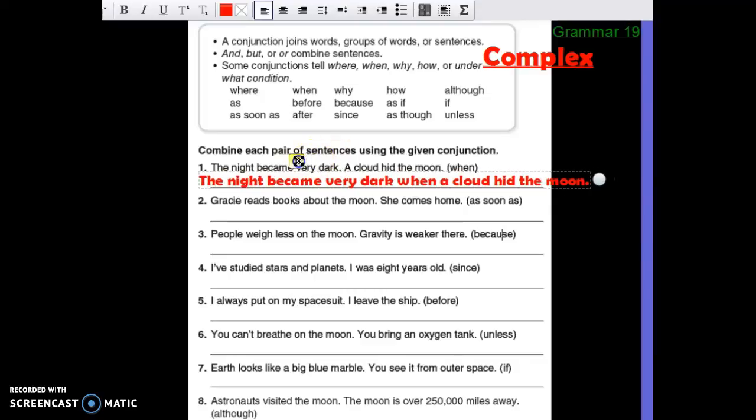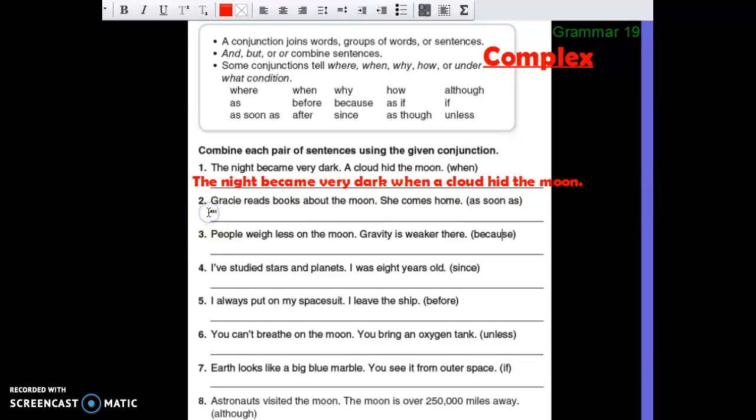If you run out of room on the front, go ahead and continue your sentence onto the back. Or if you prefer, just rewrite all of your sentences on the back, okay? So that's the first one. We put in the conjunction when. I have a capital letter and I have a period at the end. Okay, make sure you're still including those elements of a complete sentence.